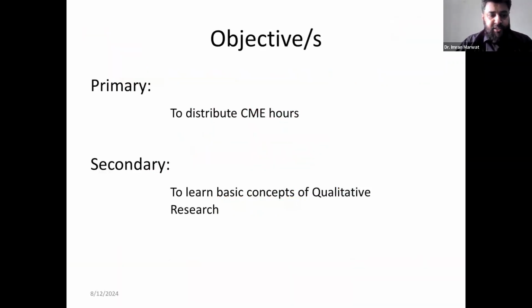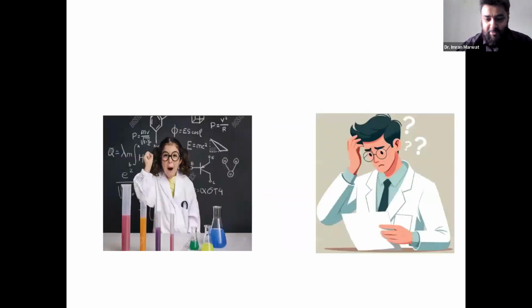Our session's primary objective is to distribute CMERs, because many of us are sitting here just to grab that CMER linked with this webinar series, because our esteemed faculty members require a number of CME credit hours at the end of the year in order to submit their annual confidential reports. So that is the primary objective, I think. And the secondary objective, for many faculty members, I don't know about the students, but maybe they are interested in the certificates. The secondary objective is to understand the different concepts involved in qualitative research.